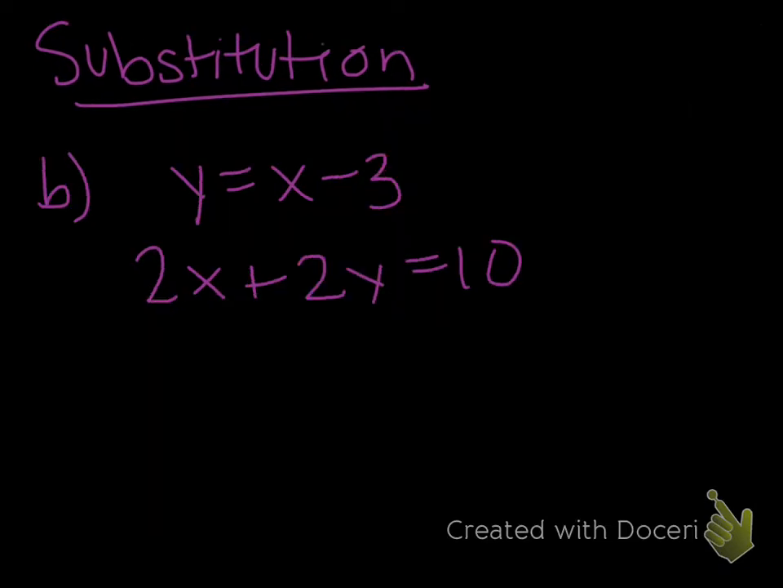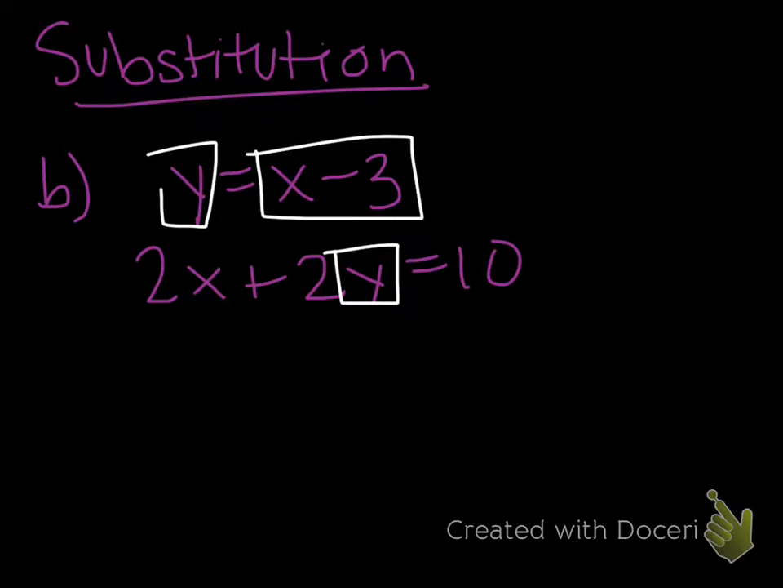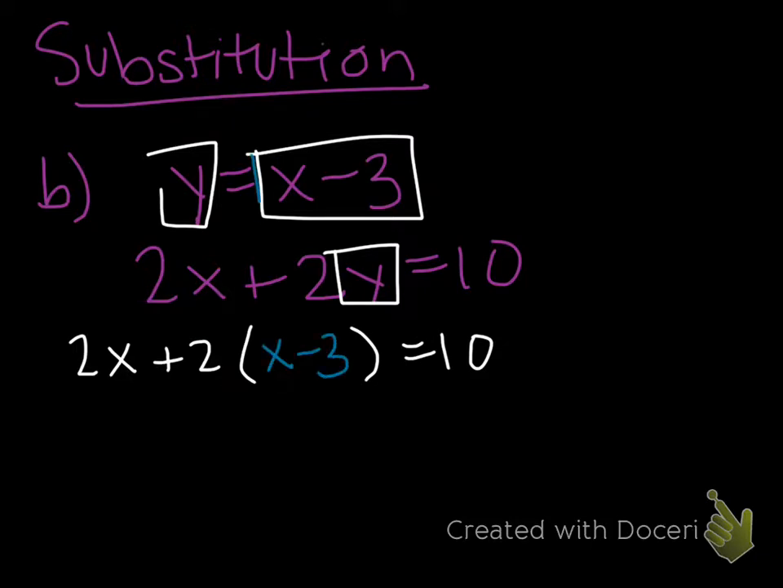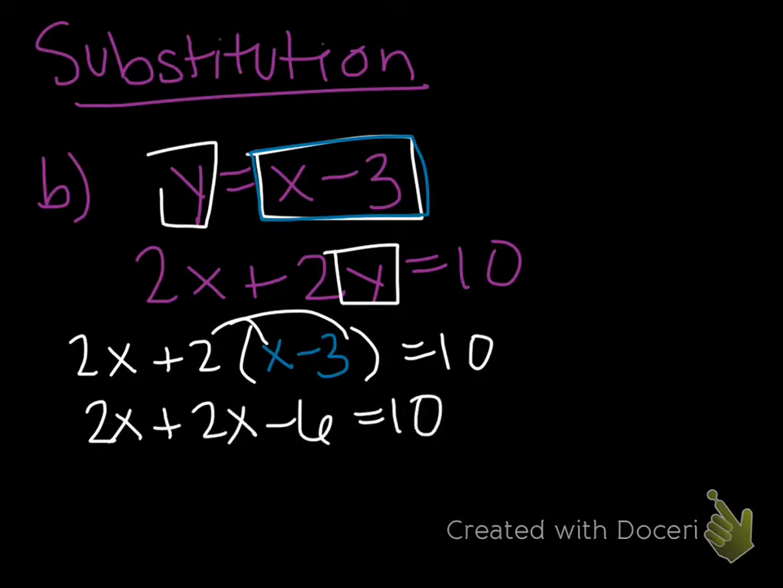For letter B, again, you know that y equals x minus 3. So I'm going to come down here and replace y with x minus 3. So I have 2x plus 2 times my y value equals 10. I'll just use a different color here so you can get a good visual that I'm putting the x minus 3. So that y value up there is going into the equation. But this time I have to distribute the 2. So I will get 2x minus 6 equals 10.